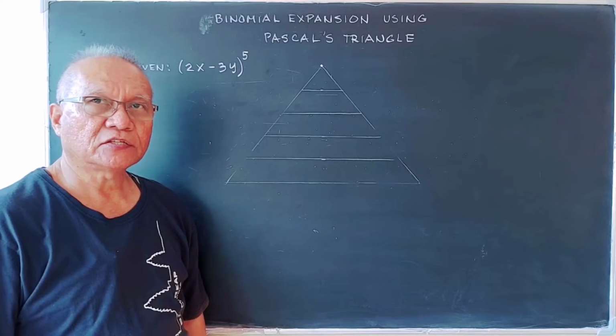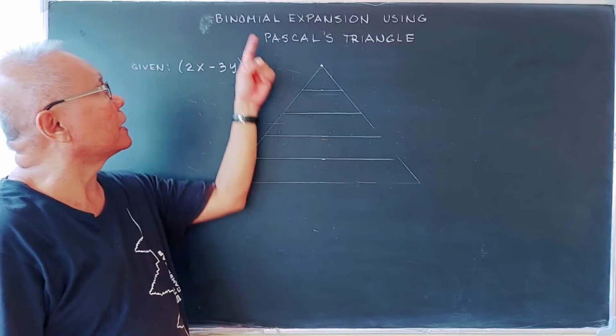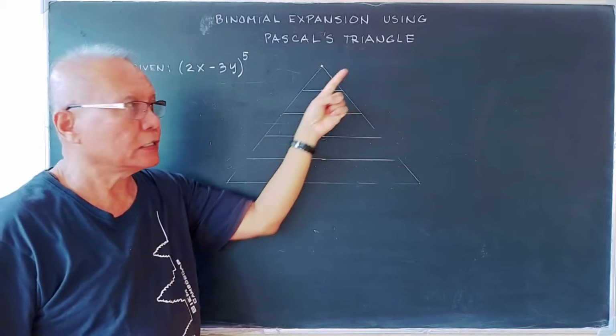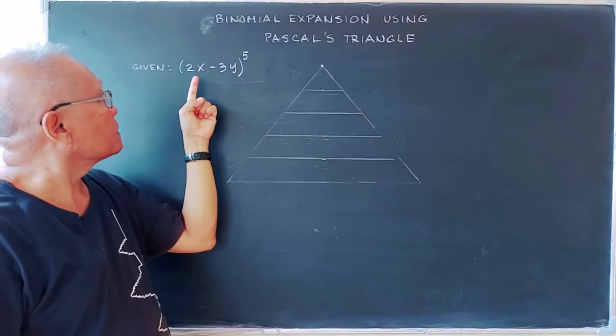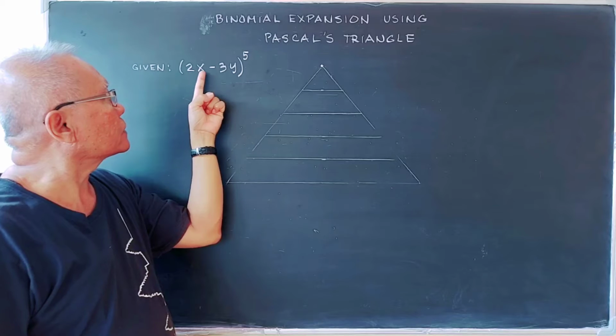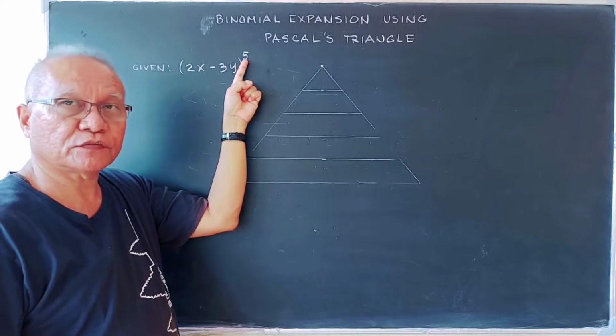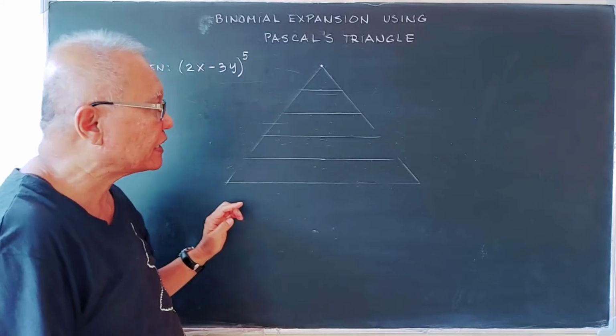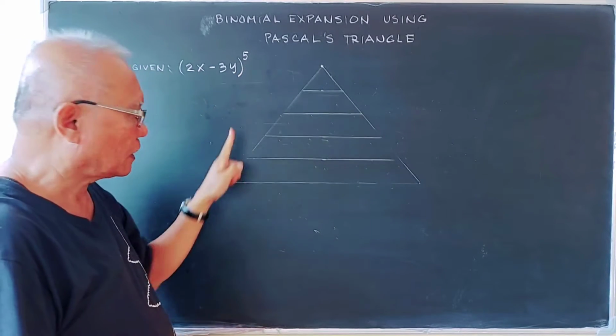Good day, learners. Today we are going to study binomial expansion using Pascal's triangle. So our problem is to expand 2x minus 3y to the fifth power. Let's first draw our Pascal's triangle until the fifth row.